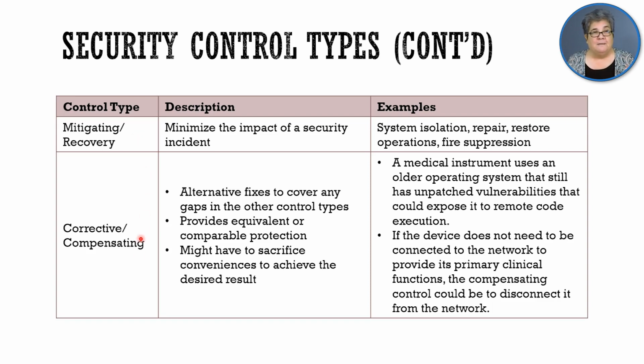And then you've got corrective or compensating controls. These are ones that you put to cover gaps. Yeah, this security covers almost everything, but there's this one little gap, so we're going to put in one more thing to try to cover that one gap. It's an alternative fix. It tries to provide some equivalent protection, at least for that one gap. And you might have to sacrifice some conveniences to get the overall desired result.